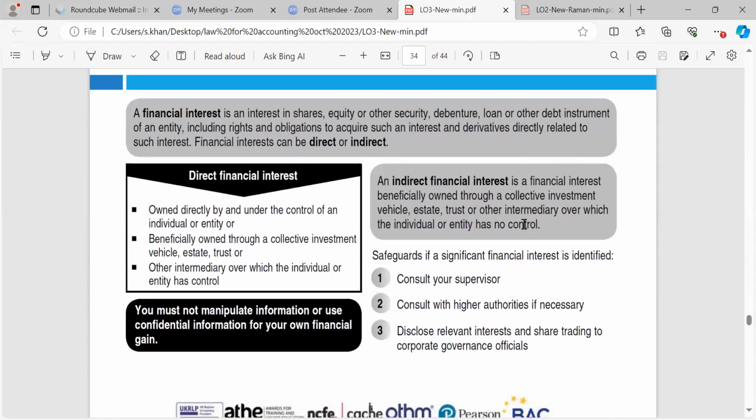Maintaining professional independence. A financial interest is an interest in shares, equity, or other security, debenture, loan, or other debt instrument of an entity, including rights and obligations to acquire such an interest and derivatives directly related to such interest. Financial interest can be direct or indirect. A direct interest is owned directly by or under the control of an individual or an entity, or beneficially owned through a collective investment vehicle, estate, trust, or other intermediary over which the individual or entity has control. An indirect financial interest is beneficially owned through a collective investment vehicle, estate, trust, or other intermediary over which the individual or entity has no control.